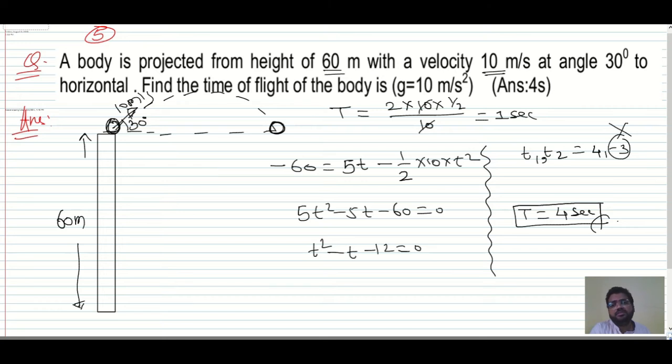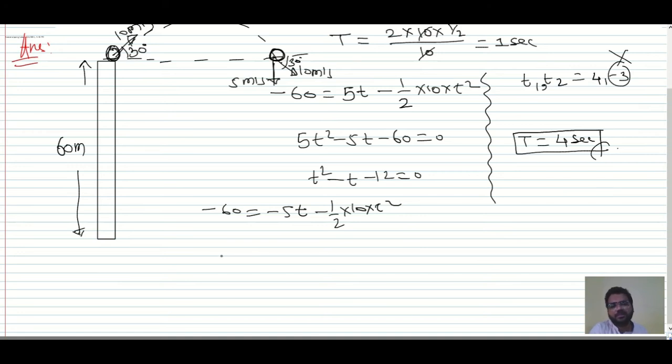Now whatever the speed at this point will be the same speed at this point, that is 10 meter per second. And in the vertical direction, if you see, this angle is 30 degrees. So this is 10 sine 30, which is 5 meter per second, right? Now if you calculate the same thing, minus 60 is the displacement. Then we have 5 in the downward direction, so minus 5t minus 1 by 2 into 10 into t squared. So everything is minus, we'll take plus.